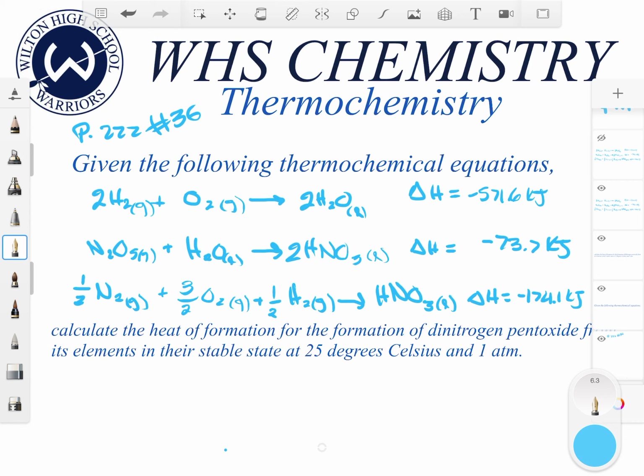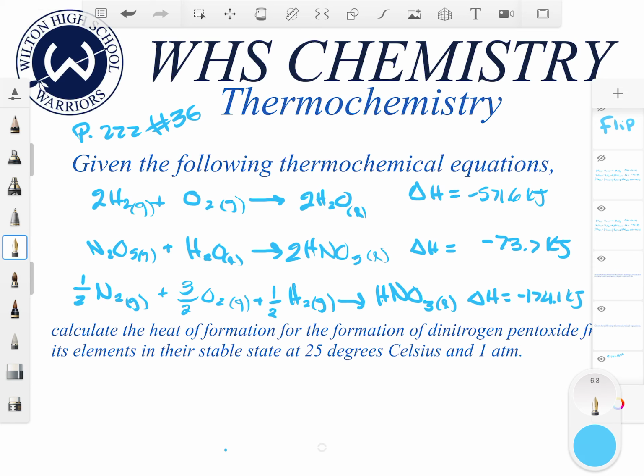We have the reaction of hydrogen and oxygen to produce water. We have dinitrogen pentoxide and water that yields nitric acid. And then we have this third equation where we have nitrogen, oxygen, hydrogen added together, which yield nitric acid. Now each of these three reactions we're given the delta H values as well. And now we'll start going through and we'll simplify these three equations to get our fourth and final equation at the end.